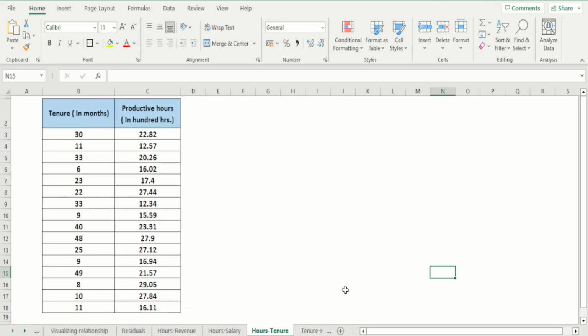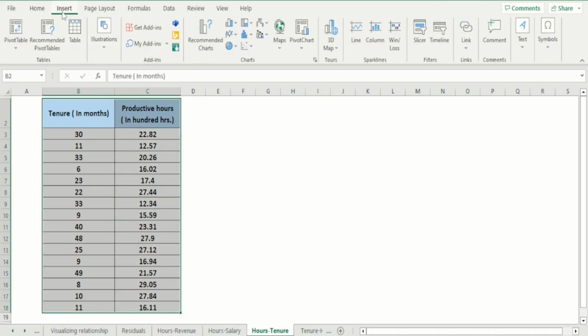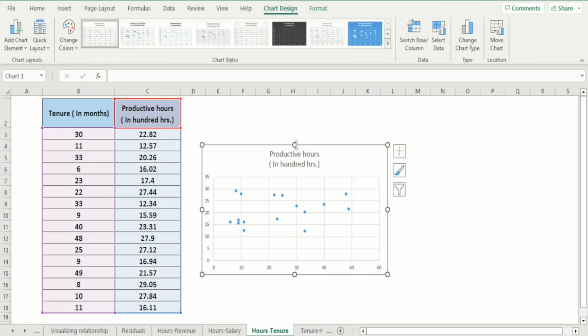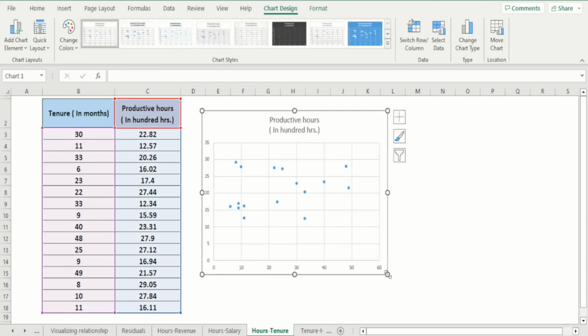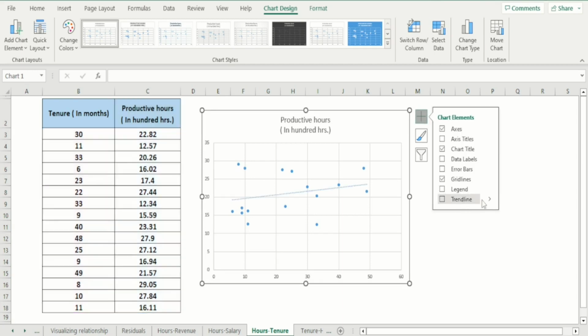So here we have another example. Again, we have tenure in months of associates or employees, and we have productive hours. Let's change this again. This might again be in 100 hours. Okay, so this is good. Let's select this data and see if we can visualize an initial correlation or relationship. So again, go to the charts and choose the option for scatter plot. So we have the scatter plot here. Now let's add the options for trend line. So go back to trend line.